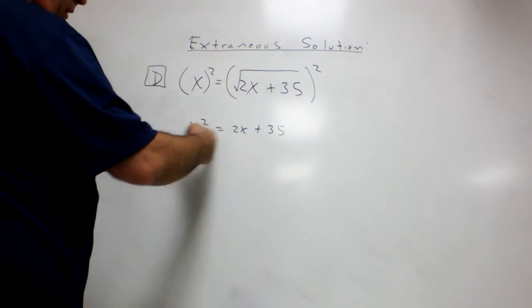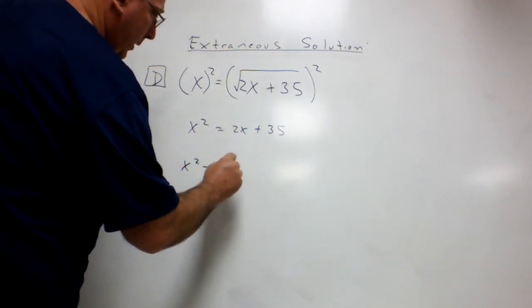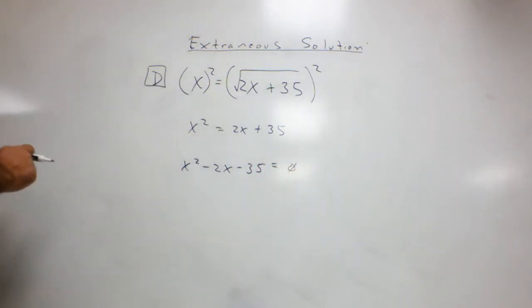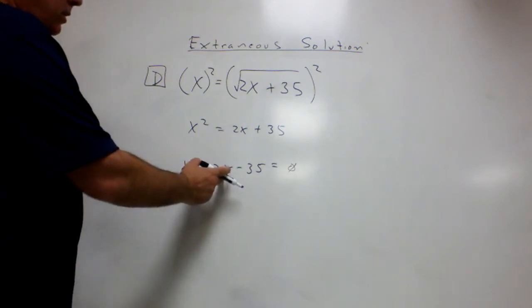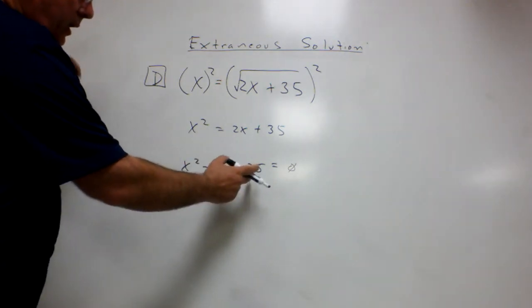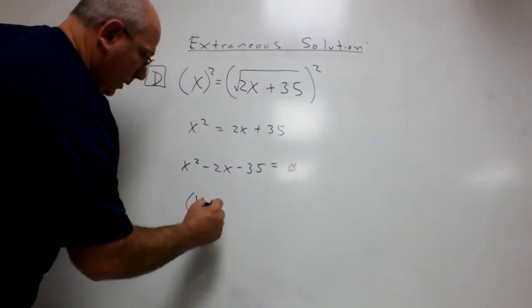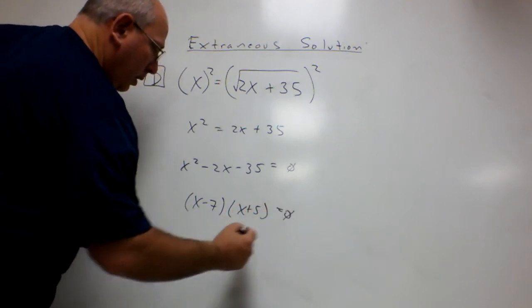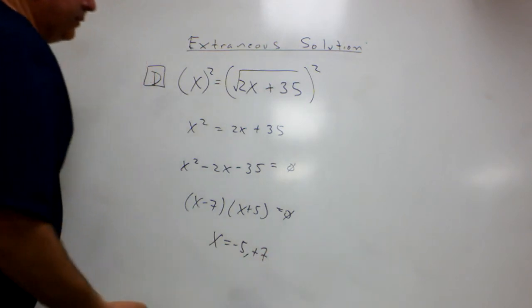We have a quadratic, so we have to move everything to the one side. So we get x squared minus 2x minus 35 equals 0. We would then factor this. The two numbers that multiply to give you negative 35, that add to give you negative 2, are x minus 7 and x plus 5. So we get the answers of negative 5 and positive 7.